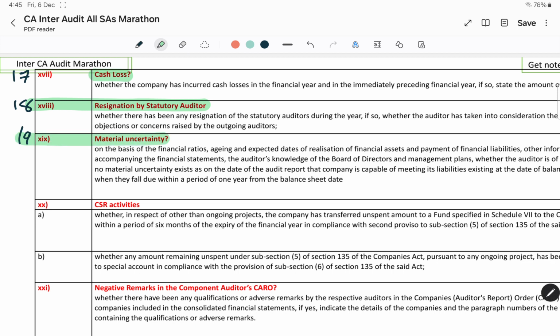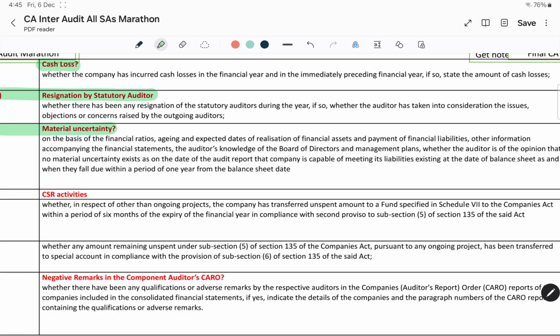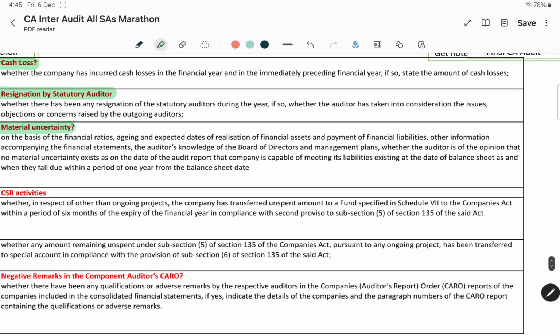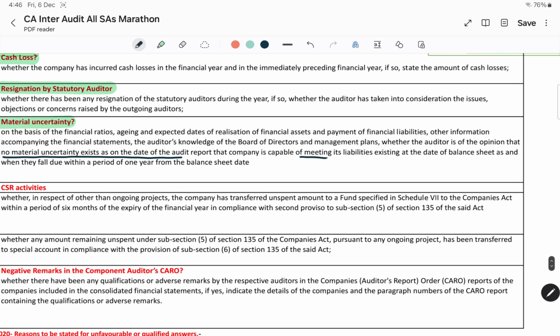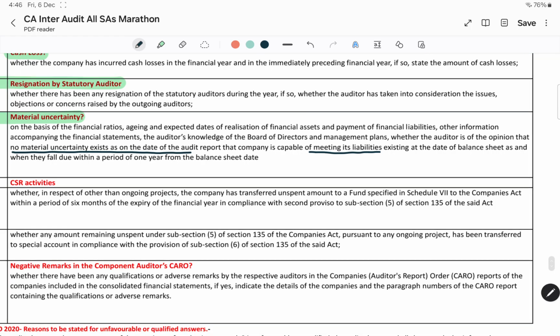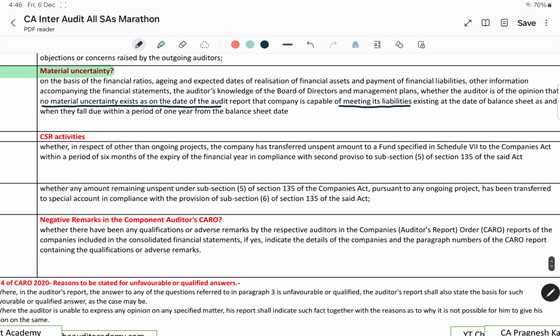Clause 19, material uncertainty. On the basis of the financial ratios, ageing, and expected date of realization of the financial assets and payment of the financial liabilities, other information accompanying the financial statements, and the auditor's knowledge of the board of directors and management plans, whether the auditor is of the opinion that no material uncertainty exists as on the date of the audit report, that the company is capable of meeting its liabilities existing at the date of the balance sheet, and when they fall due within a period of one year from the balance sheet date.